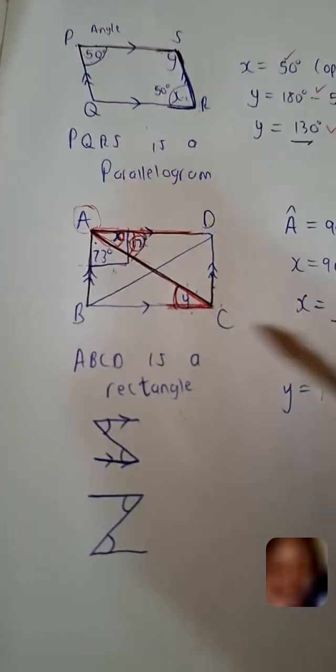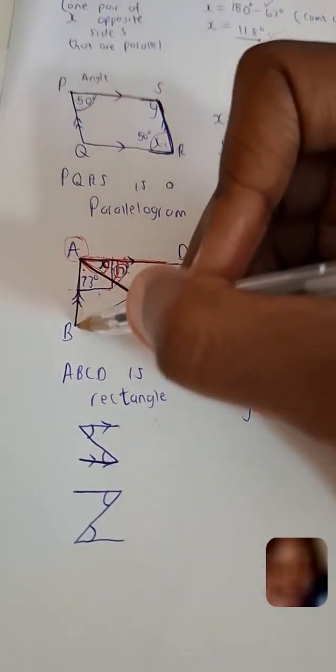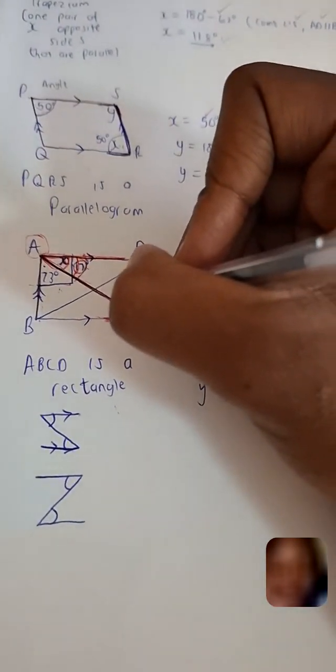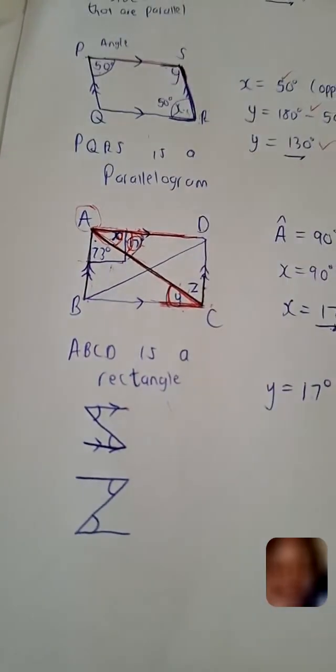Okay, so take note. Let's say for instance, for argument's sake, there was a Z here, and they asked us to find Z.